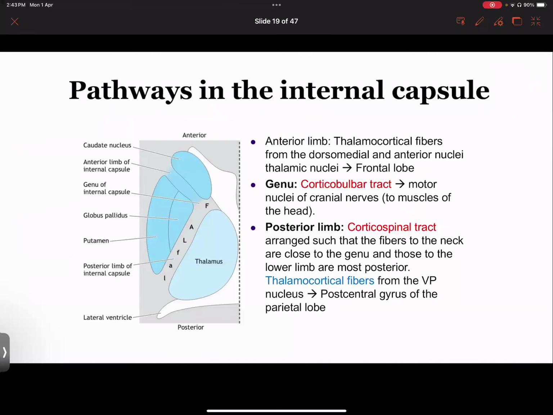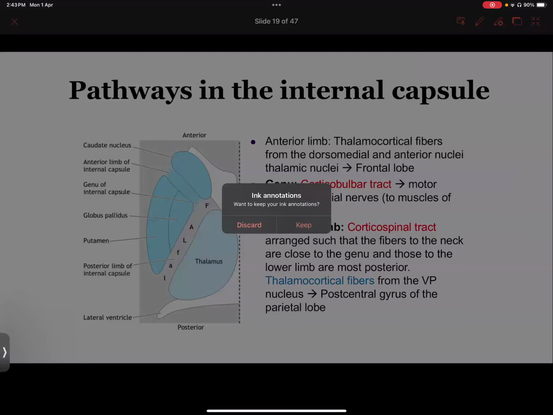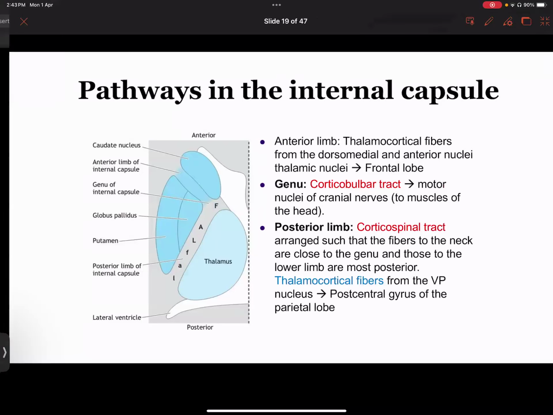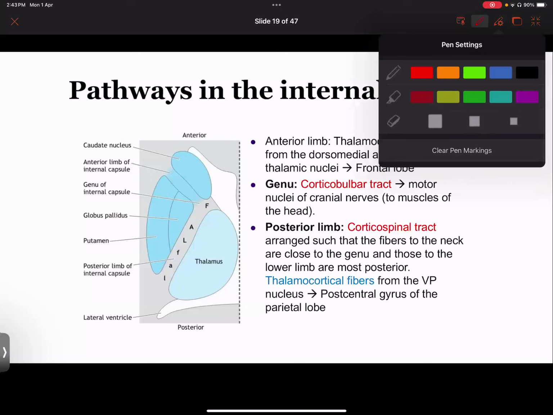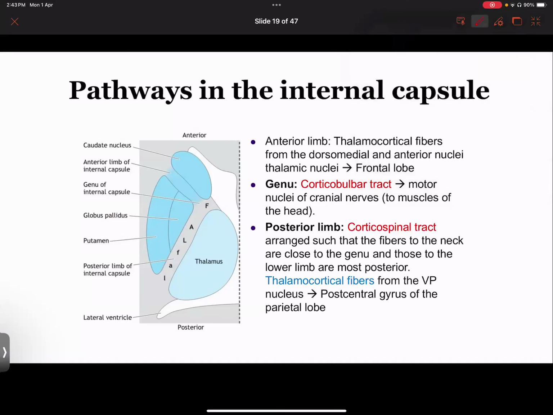Wait, I'm sorry. So we have dorsal medial, and why is it not writing? Okay, dorsal. Anyways, I don't know why it is doing this. Wait, maybe. Yep. Oh my God. Whatever.